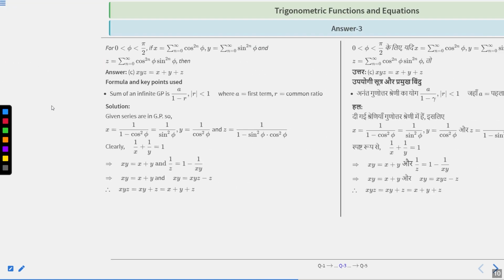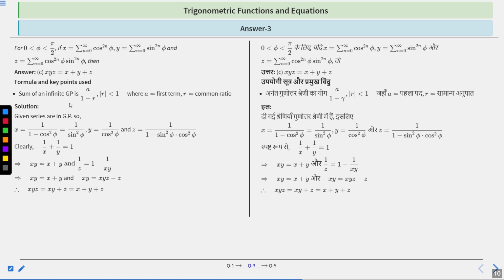Okay, let's move to the solution part. Now, for the sum of an infinite GP, the formula and key point we will use in this question is: sum of infinite GP will be A upon 1 minus R, where mod R is less than 1, where A is the first term and R is the common ratio, right? Now, let's move to the solution.